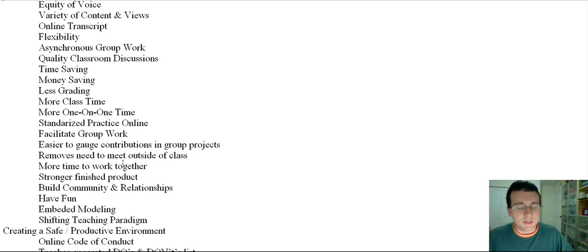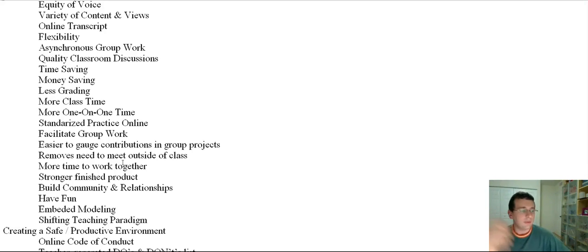Another thing that's cool about this is you can create an environment where kids can practice a lot of different skills. I'm going to be talking about that later. But one of the things you can do is practice standardized practice and writing assignments, and you can also practice reading since they have to read each other's responses. And like I told you before, it facilitates the group work and helps gauge how much contribution each group member is actually doing, and might even remove the need for the group members to meet outside of class and give them more time to work together even though they're not actually together, since they can do this asynchronously.